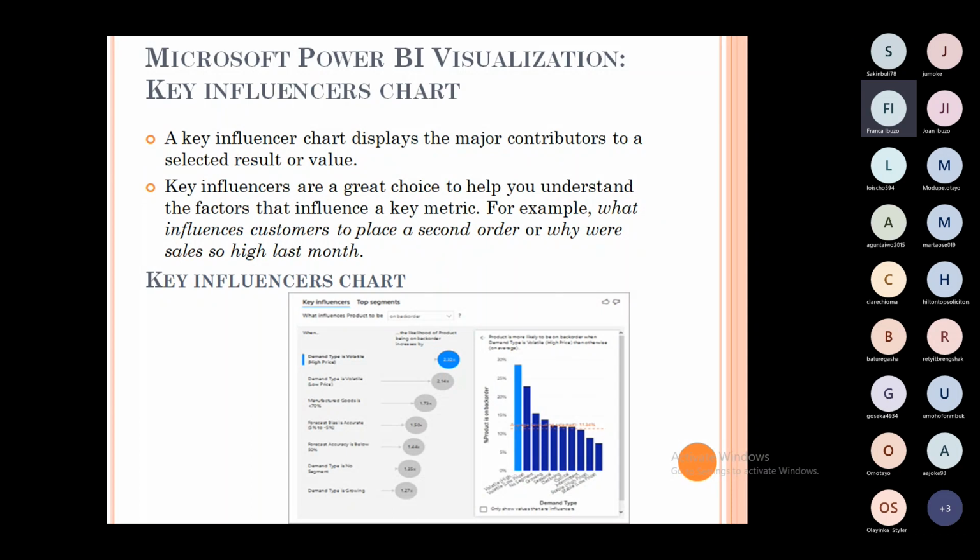Is it what's influencing customers to place the second order? Why are they buying this product? You need to know all that so that you would even order more of that product. What products are being sold more?